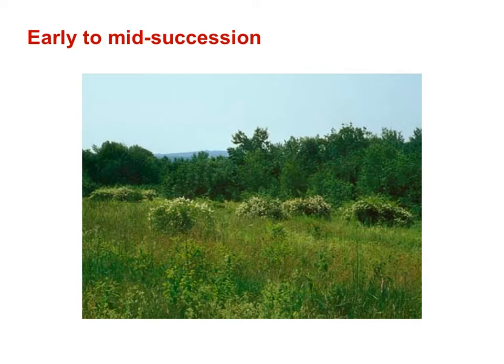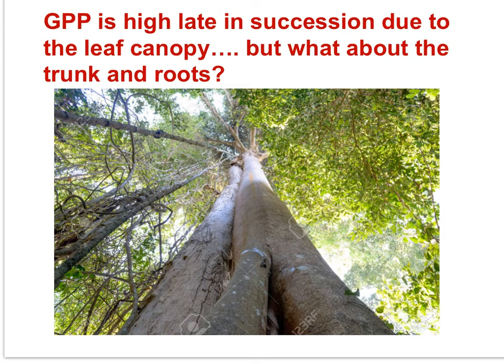In this photograph, we can see an early successional stage in the foreground. GPP is increasing here, but in this part of the image, GPP is higher as the forest is closer to the climax stage. GPP may well be leveling at a maximum rate as the system approaches the climax stage of succession. GPP is high late in succession due to the leaf canopy that becomes large but does reach a maximum size. But what about the trunk and roots? The trunk and roots are not photosynthetic, but they do respire. And there's a lot of non-photosynthetic respiratory tissue here.